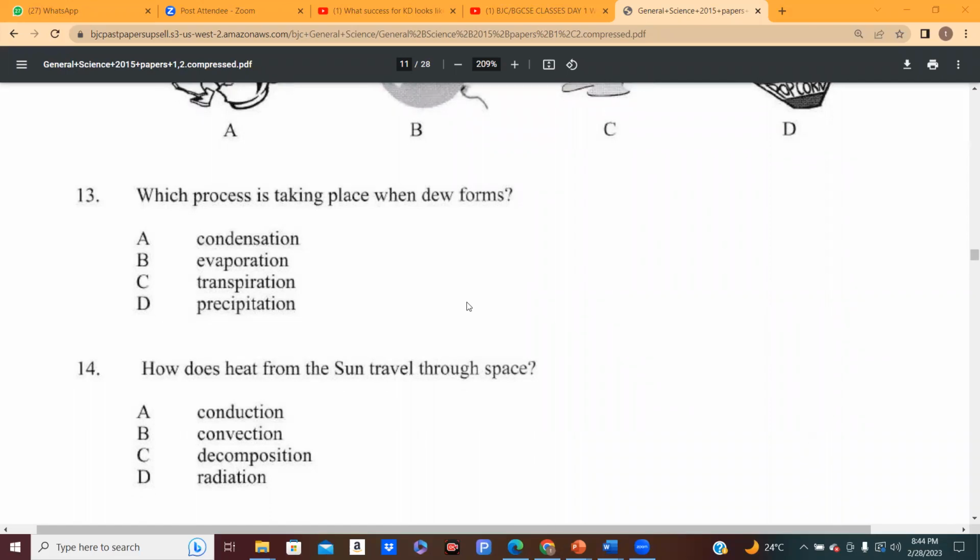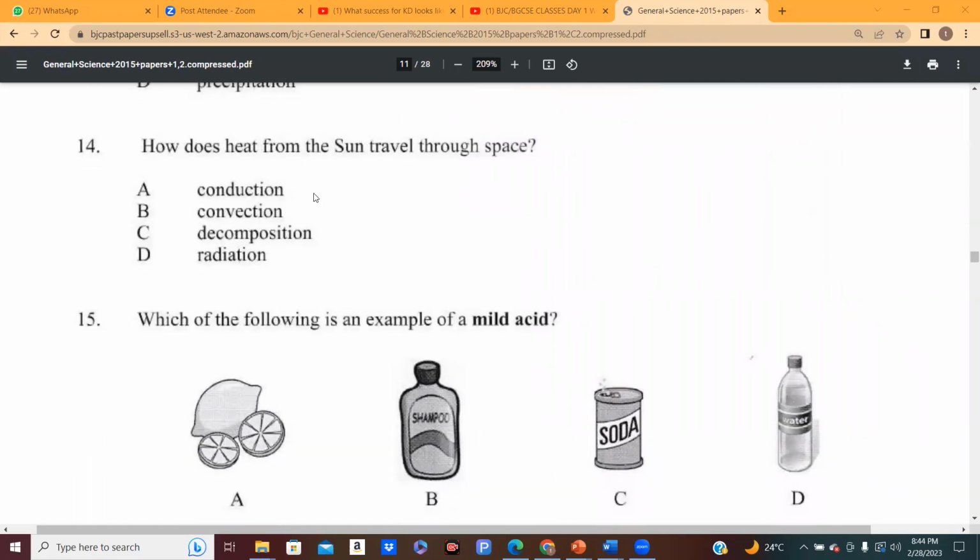Daniel, number 14. How does heat from the sun travel through space? Is it A, conduction, B, convection, C, decomposition, or D, radiation? D, radiation, because there's no particles in space. Very good. When heat travels through space, in a vacuum with no particles, that's radiation.